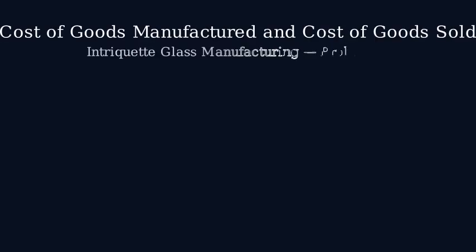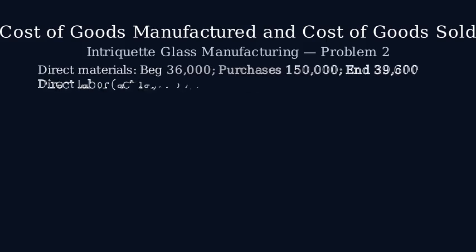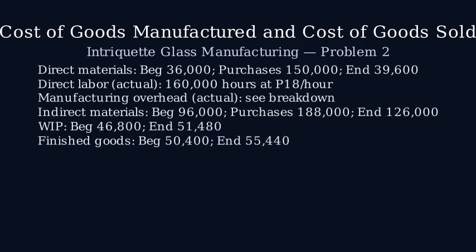Welcome! In this video, we will prepare the cost of goods manufactured statement and the cost of goods sold statement for Intriquette Glass Manufacturing. Here is the key data we will use. We will follow the flow of manufacturing costs, direct materials to work in process, add direct labor and manufacturing overhead, then transfer to finished goods, and finally to cost of goods sold.